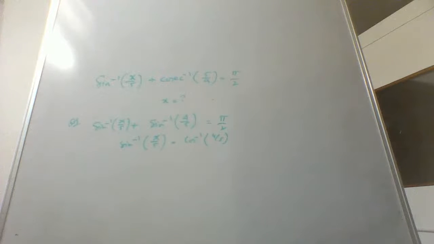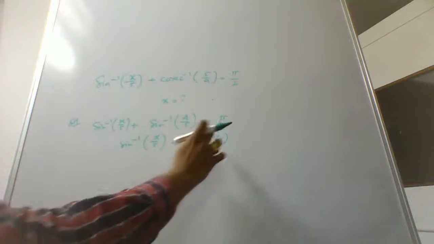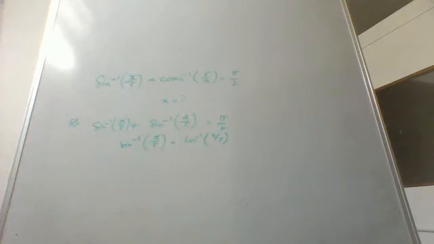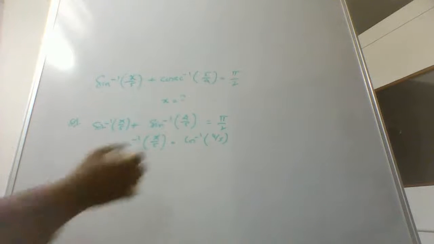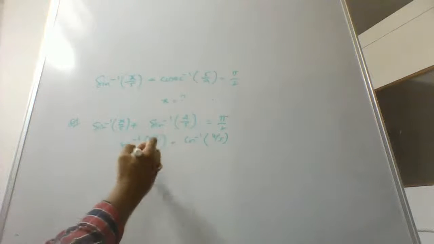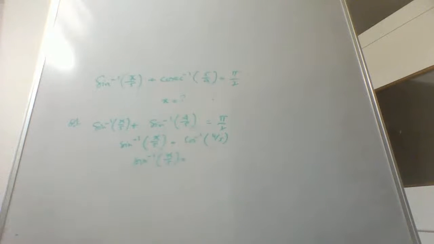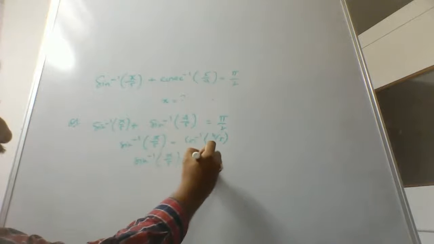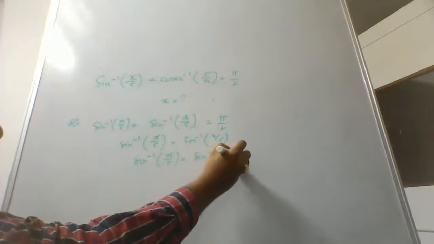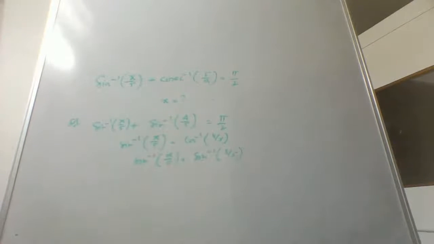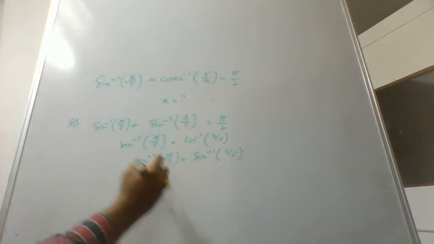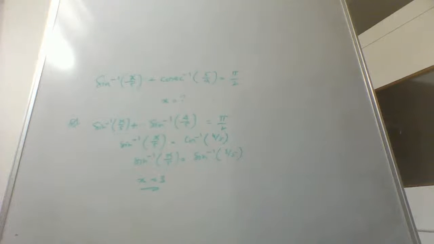Sorry, this is cos inverse. Now this again can be written as sine inverse of x by 5, and this cos inverse can be written as sine inverse of 3 by 5. Now if you notice that, x would be 3, so the value of x is 3.